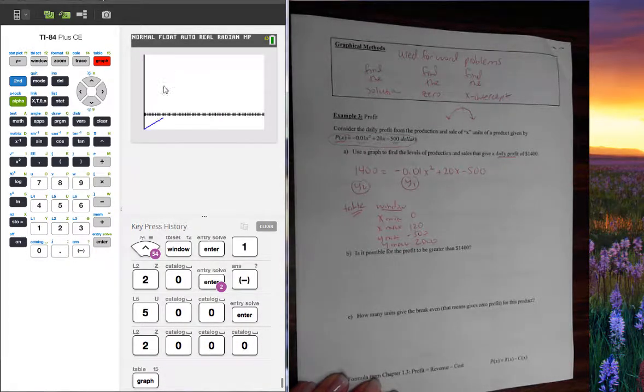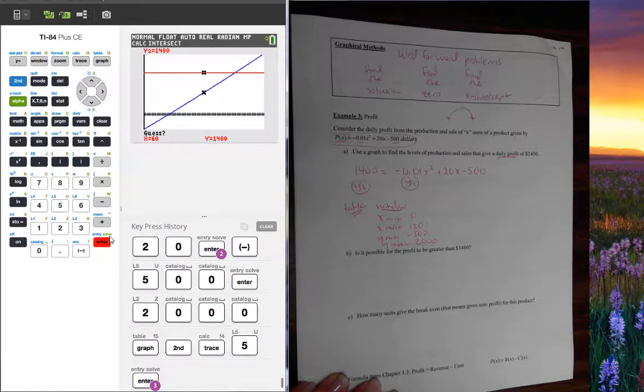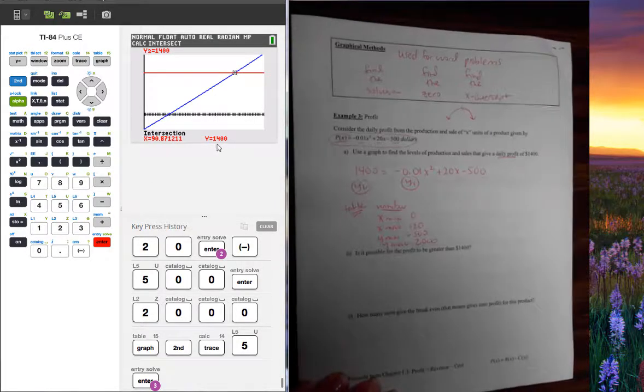And just see this. There's my parabola. Even though I don't see all my parabola, there's my 1,400. So I'm going to calculate number 5, that intersection. And I'm going to do enter, enter, enter. And it'll tell me that that right there is at 90.87.